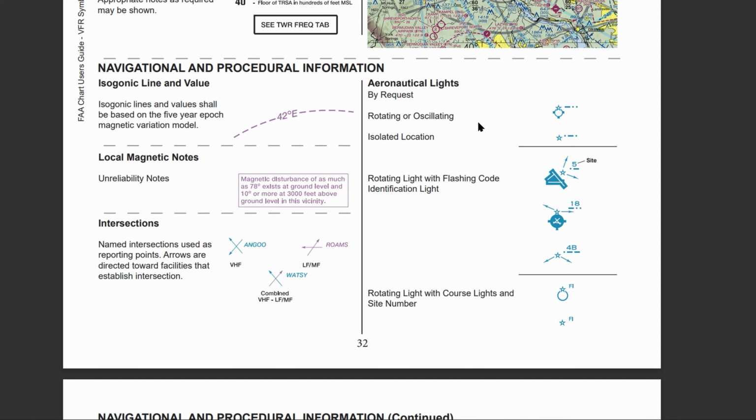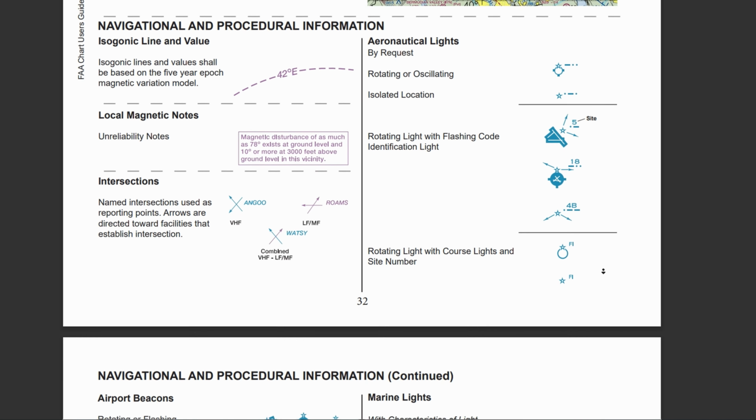You also have aeronautical lights. These are important. They're by request. You have rotating or oscillating, so if you see something like this, the light is rotating around. You have just an isolated location. So this is just some place out there in the United States, and it's just a star with this right here. So that's an isolated location light. You have rotating light with flashing code and an identification light. That's going to be these three, if it has the arrows from it. It's rotating, flashing. This one is also isolated as well. This one is isolated, and this is for a rotating light with course lights and a site number. So the site number, FL, could change depending on the site.